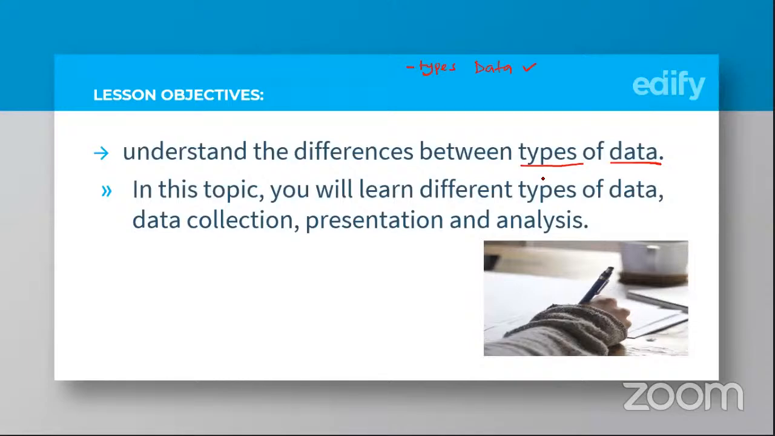Now, to straight away start, we are looking at the types of data. Before we know what to collect, we first need to know the different types of data that we do have. Do we know someone who knows the types of data that you've ever come across in your studies? Anyone who has come across types of data? Yes, Sadiq.